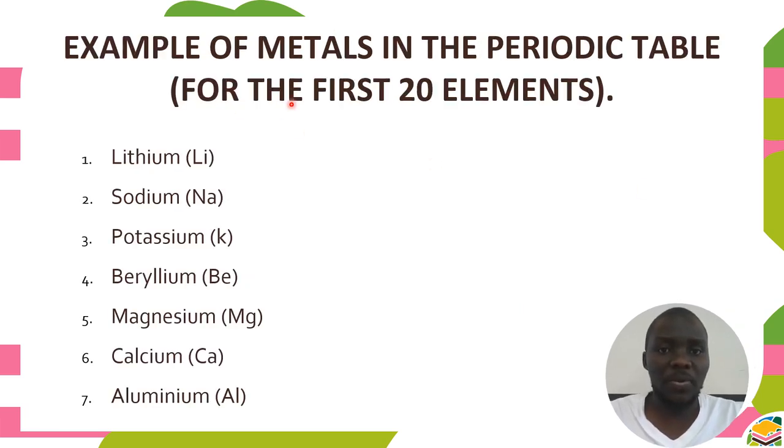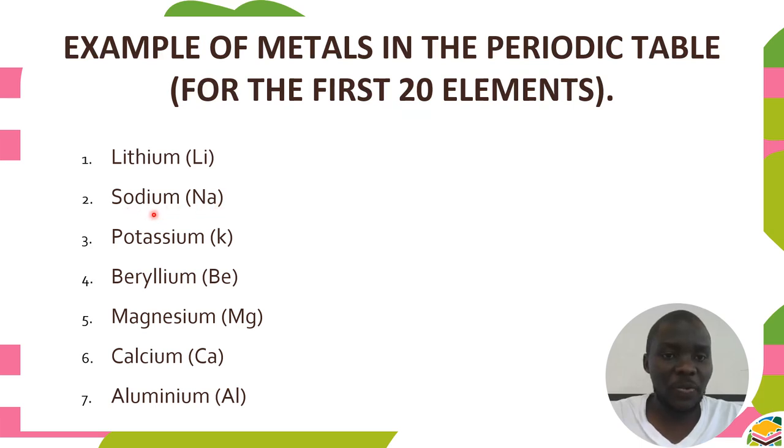Examples of metal elements in the periodic table for the first 20 elements. Remember, in junior section, we usually focus on the first 20 elements that we discuss. A small periodic table of 20 elements. So in those first 20 elements, examples of metals, we have lithium, and the chemical symbol of lithium is Li. We have sodium, and the chemical symbol is Na.